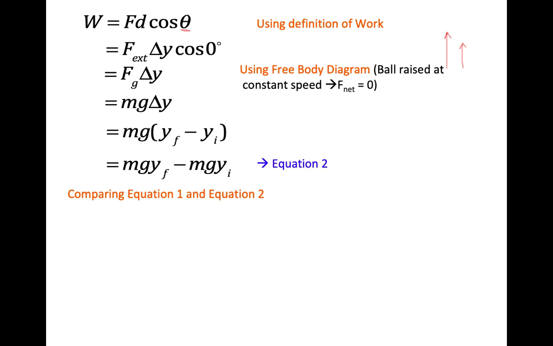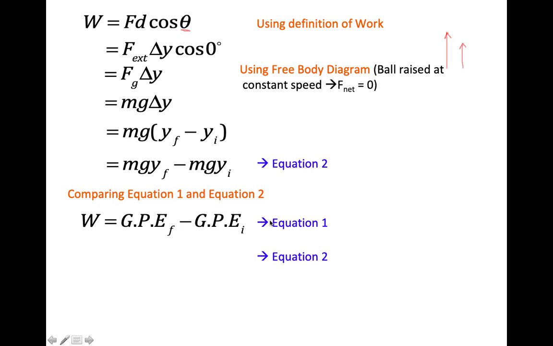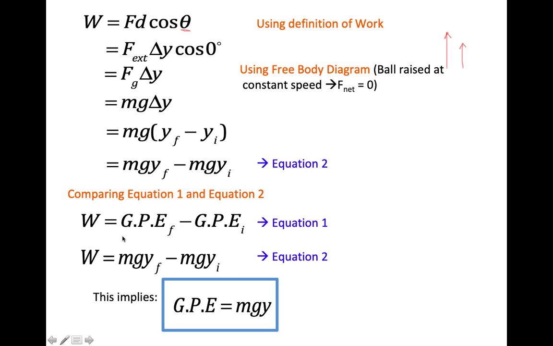Now let us compare equation 1 and equation 2. Equation 1 says that the work is equal to final gravitational potential energy minus the initial gravitational potential energy. And the second equation says that work done is equal to mgyf minus mgyi. If we compare these two, we can conclude that the general formula of gravitational potential energy is mgy. We could choose that yi, the initial position of the ball, was 0, which means that initial gravitational potential energy was also 0.